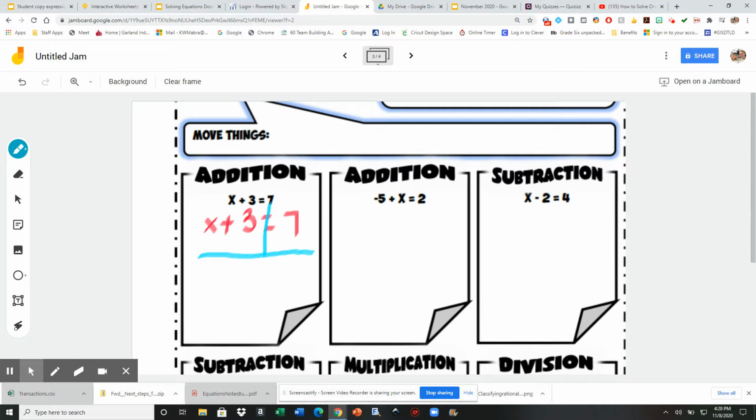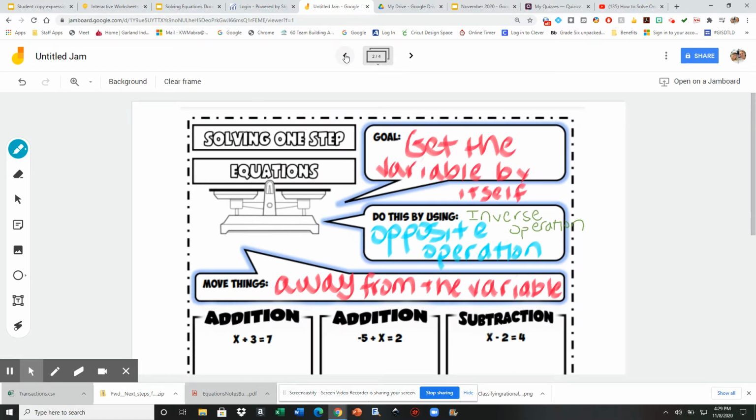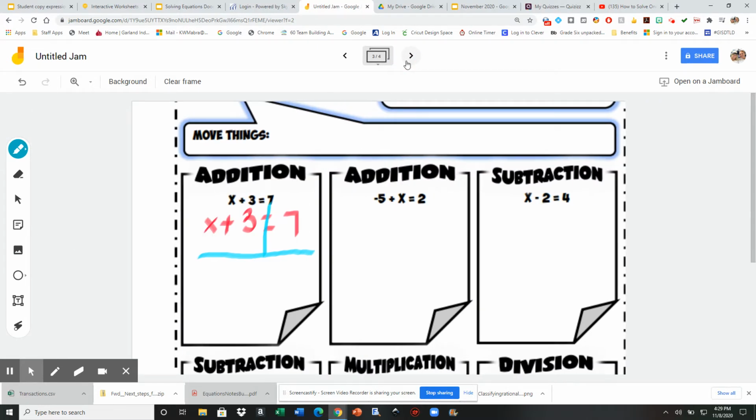You can see that right now it says x plus 3 on one side of the equal sign, and 7 is on the other side of the equal sign. I know that you can probably look at this and figure out mathematically what the answer is going to be. But what I need you to know is how to do it algebraically. If you go back to those instructions, the first goal is to get the variable by itself. No, the variable's not by itself right now. It's with x plus 3. You do this by using the opposite or inverse operation.